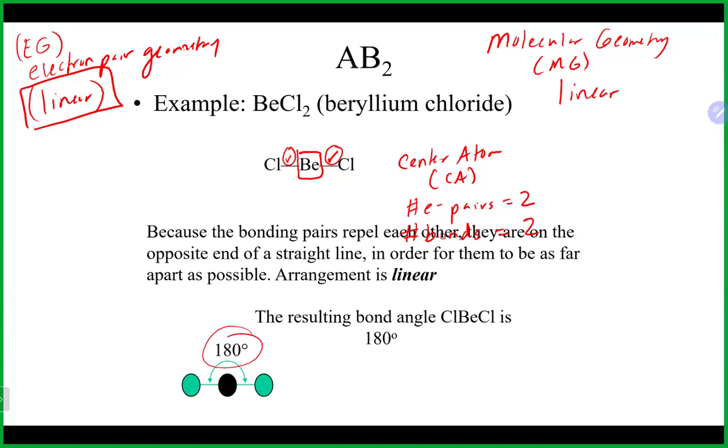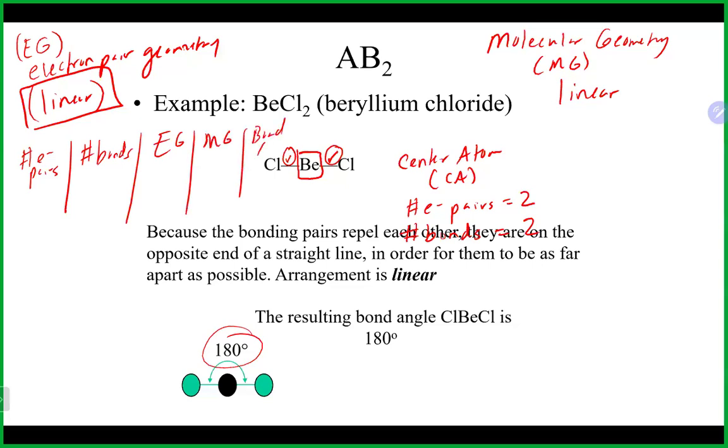Probably the best way to learn this geometry is to make a table like that, like the number of electron pairs, the number of bonds, the electron geometry, the molecular geometry, and the bond angle. And it's really the best way to sort of know or remember these is just memorization. Most people can't visualize it in 3-dimensional space in their head.